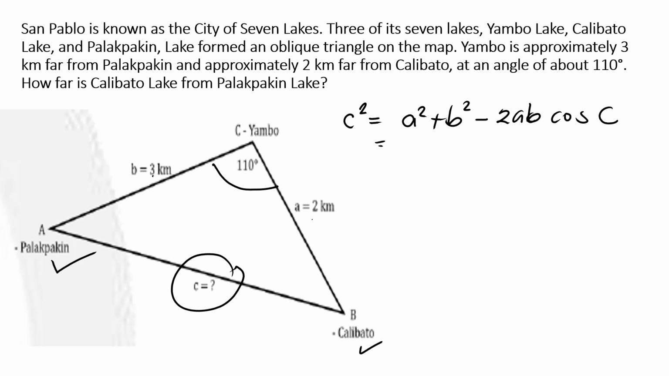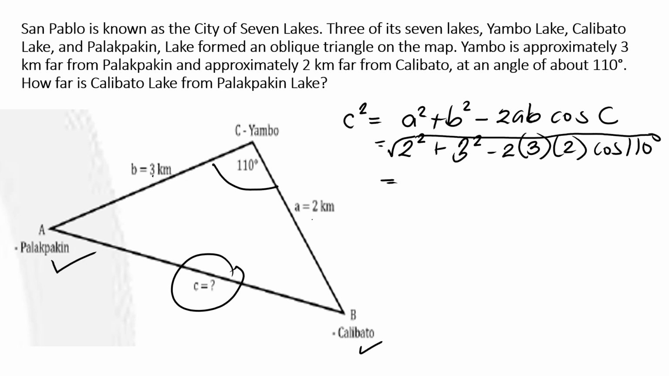Let's put our givens. Our givens are 2 squared plus 3 squared minus 2 times 3 times 2 times cosine 110 degrees. Using your calculator, get the square root of the whole answer, and you're going to have 4.14 kilometers.